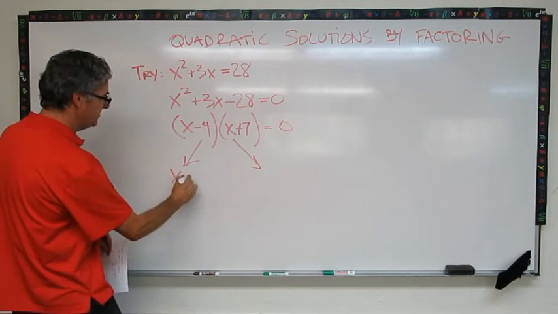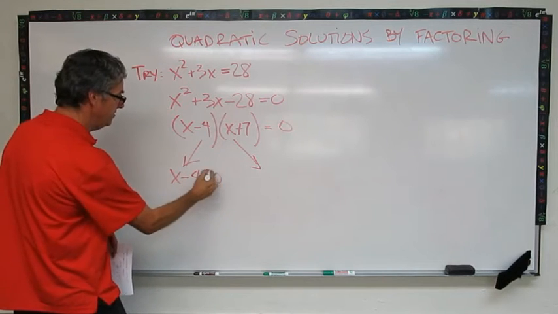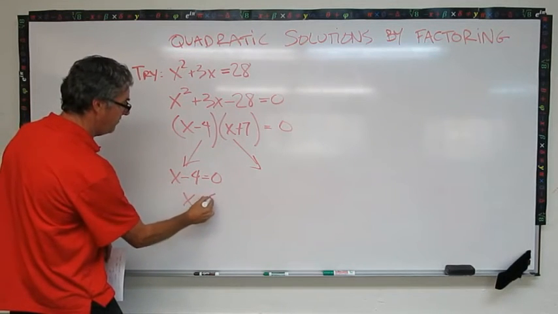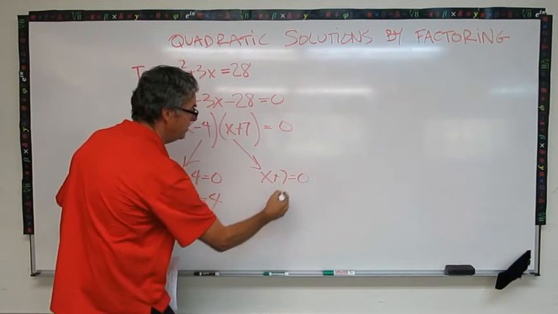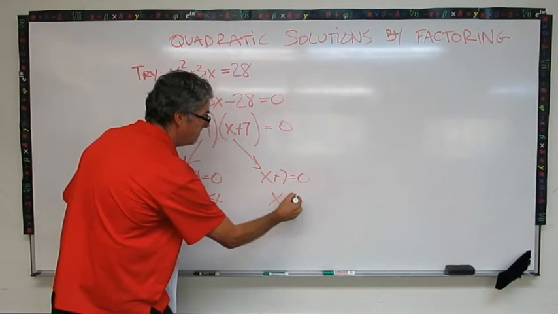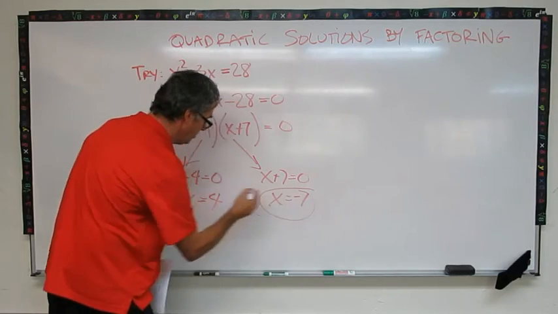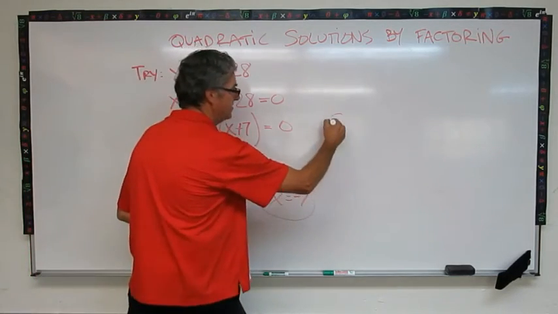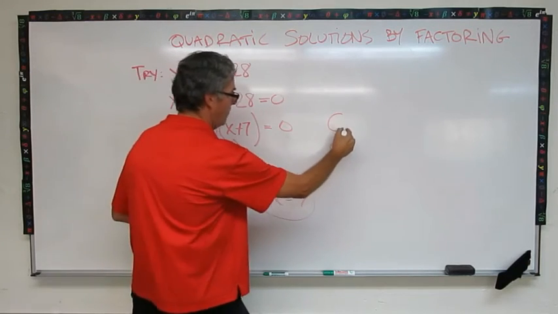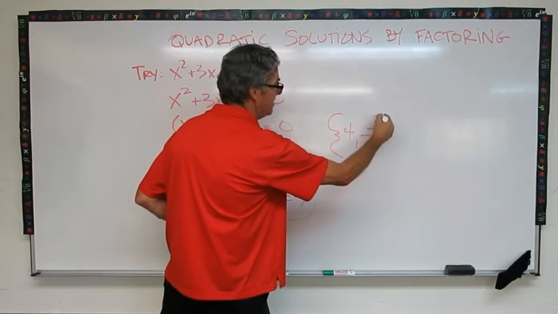So one solution is going to be x minus 4 equals 0, which gives us x equals 4. And the second one is going to be x plus 7 equals 0, which gives us x equals minus 7. You can circle your two answers there, or if you like your set notation, you can always do your curly brackets and do 4 comma negative 7.